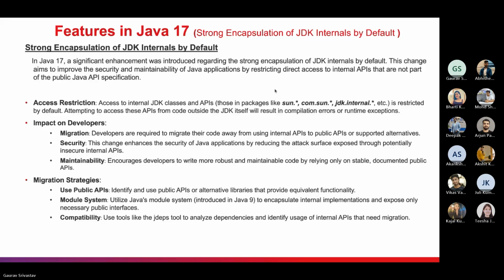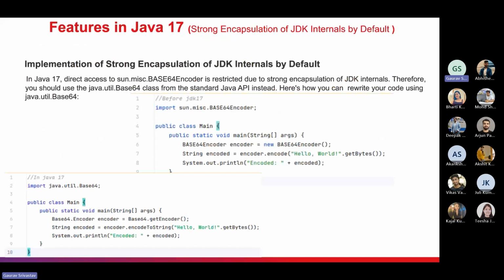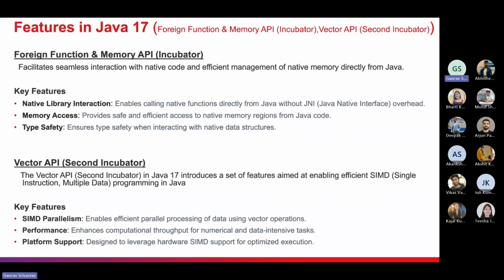Okay, so as you can see, I also added how you can implement encapsulation using the JDK. In Java 17, direct access to sun internals is restricted due to strong encapsulation, so you should use the java.util classes for a more standard way of working in Java 17. Last, we also have multiple APIs that come into Java 17.